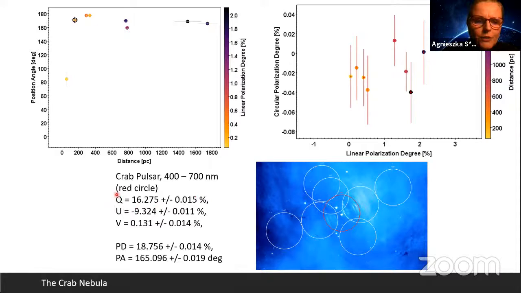And here you have the Stokes parameters, and you can see that V, which represents the circular polarization, is detected at almost 10 sigma level. And you can see here that the linear polarization degree is almost 20%, whereas the position angle is 165. And basically this confirms our previous optical results. And so all that you have to take into account if you want to get the net polarized information about the Crab, especially on the circular polarization.